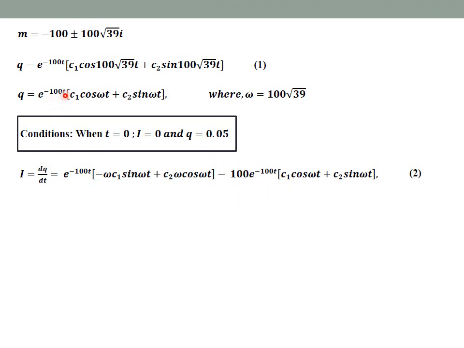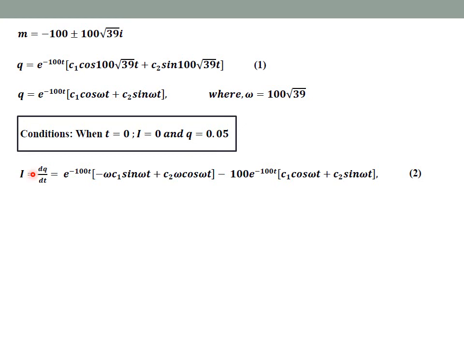Then plus the second function as it is into differentiation of the first function. My first function is e power minus 100t. If I differentiate that, I'll get minus 100 into e power minus 100t. Hope I am clear with the differentiation. It's just like u into differentiation of v plus v into differentiation of u. The product rule we have to apply. So now you check your equation 1 and 2. Equation 1 is in terms of q, equation 2 is in terms of I.